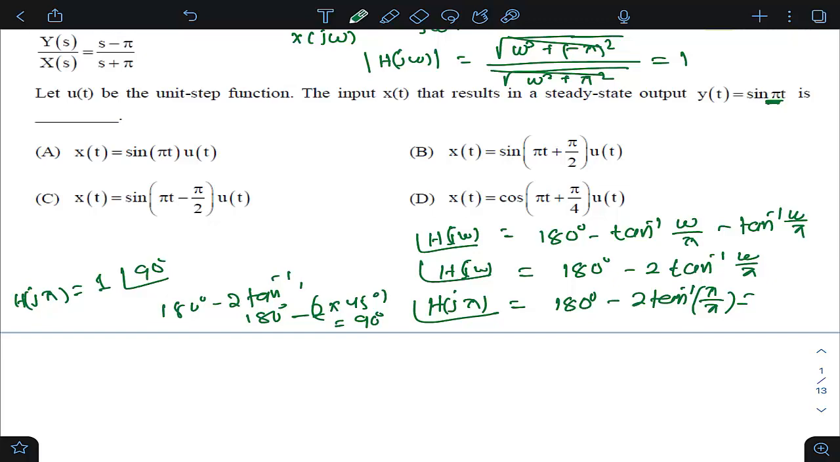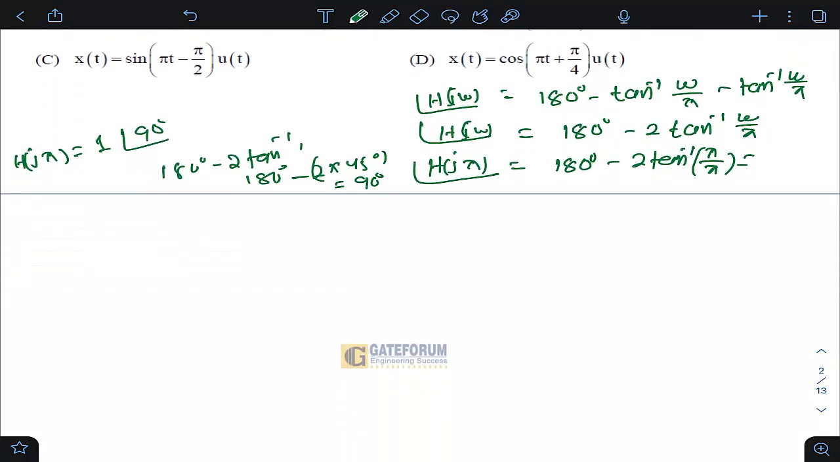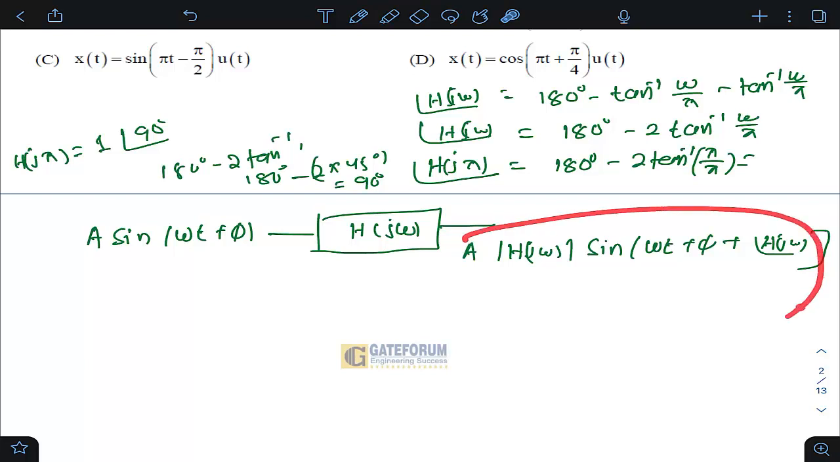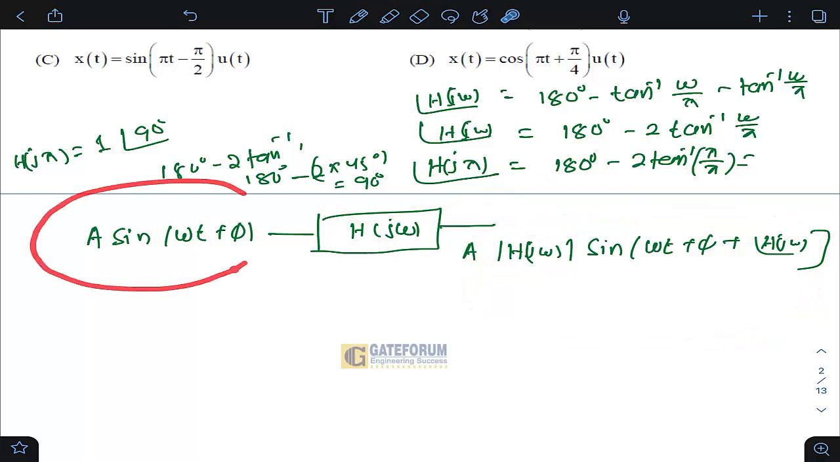Now, what is the standard pattern, how does it happen? If the input is A sine of omega t plus phi, and it is given to a system whose frequency response is H(j omega), we get the output as A multiplied by the magnitude of H(j omega) times sine of omega t plus phi plus the phase of H(j omega). And this omega I am writing is the corresponding signal frequency given in the input. Now this is given to us, students, and we are supposed to find this.